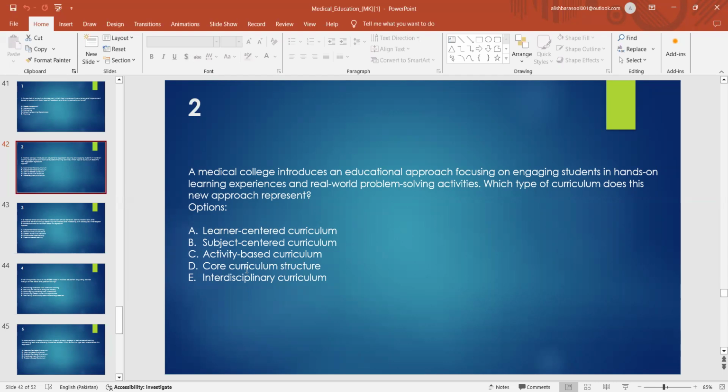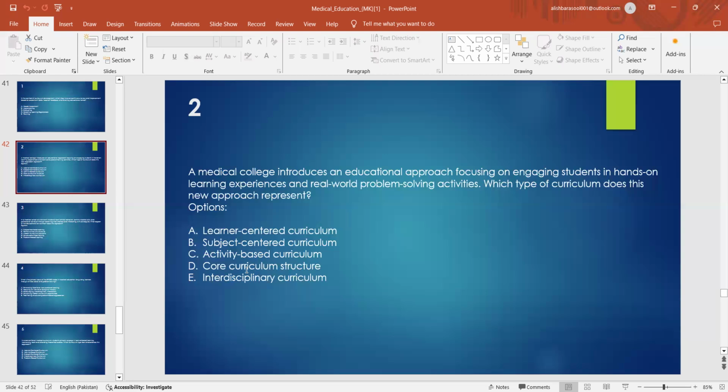Madam, when we use only hands-on learning experience, the definition was of activity-based curriculum. Actually, the hands-on training or practicals can be the part of any curriculum. It can be the part of the subject-centered curriculum. It can be the part of the core curriculum. Hands-on means that there is something that is practically being done, or it is in the form of experiments, practicals, research presentations. All these are hands-on. Okay, madam, I will correct this MCQ.